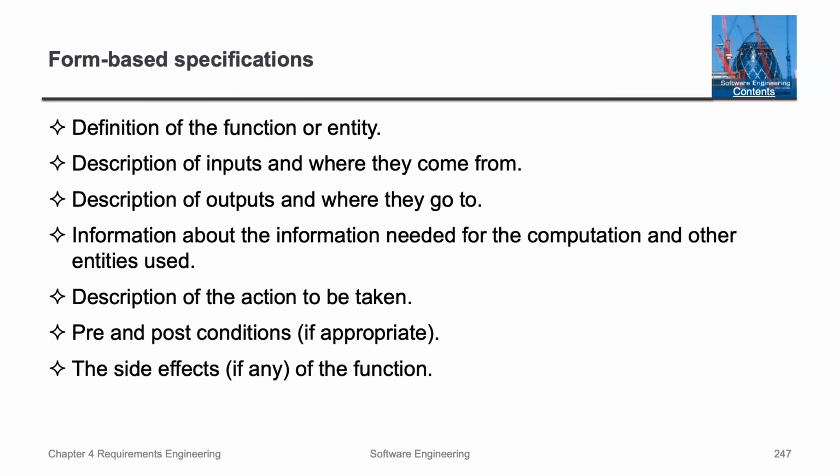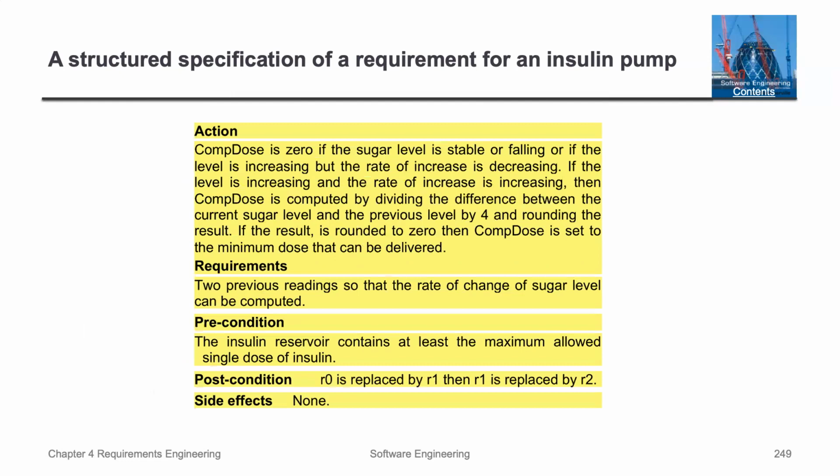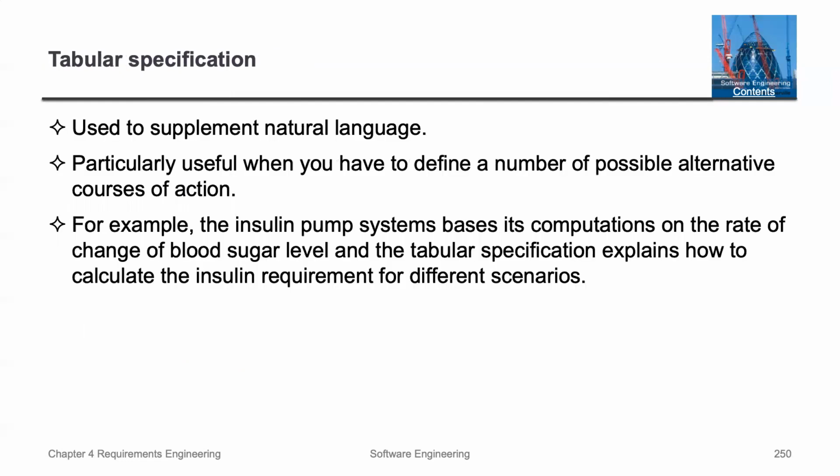Form-based specifications include a definition of the function or entity, description of inputs and where they come from, description of outputs and where they go to, information about the requirements needed for the computation and other entities used, description of the action to take, pre and post conditions, and the side effects, if any, of the function. So here are some structured specifications for a requirement for an insulin pump. I won't read this, but a couple of pages here, and you can look through those.